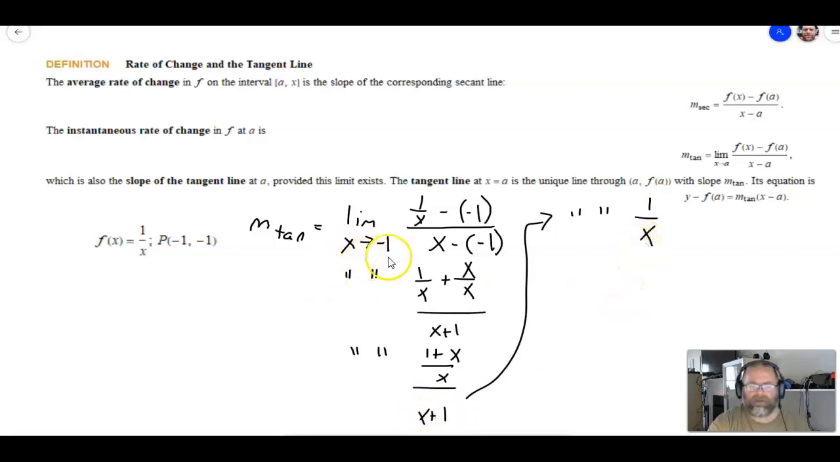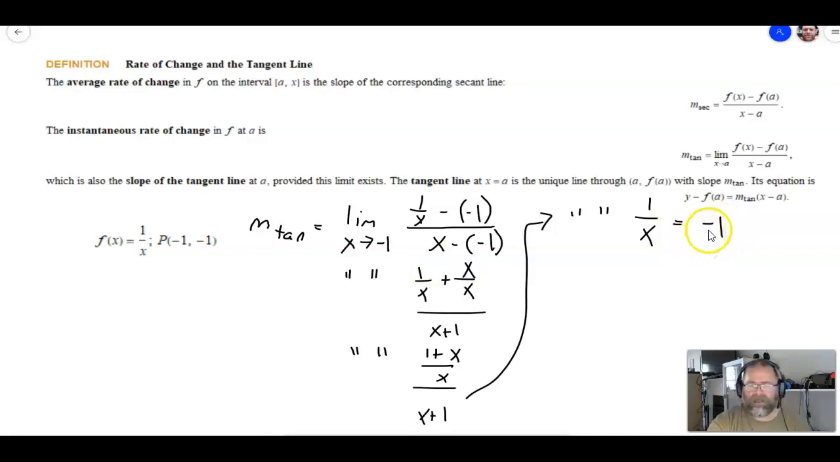Therefore, now I can try to put that -1 back in there. So 1 over -1 is equal to -1. So that is the slope. That's the slope of the tangent line at this point for this function here. I thought it would be a little bit less than -1, but I was wrong. Sometimes it's a little tricky looking at that graph.